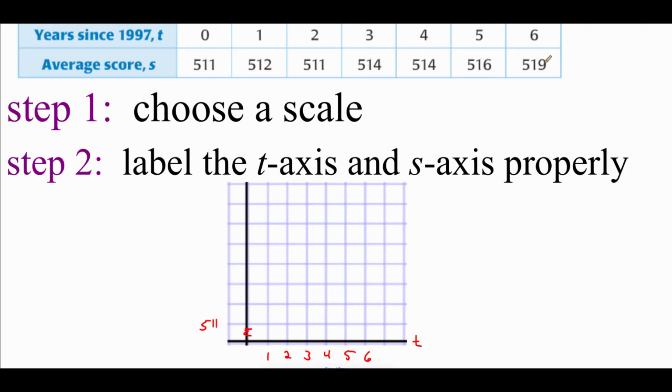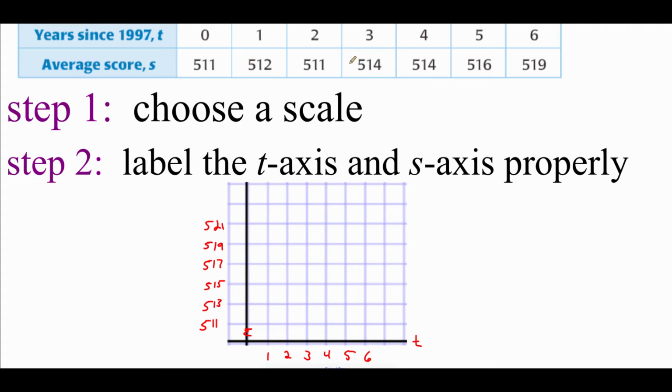Now I need to get up to 519, so I'm going to check to see if I can get there counting by ones. So this would be 511, 512, 513, 514, 515, 516, 517, 518. So that doesn't get me up high enough. So I can't just count by ones. So I think what I'm going to have to do is count by twos. So this next line would be 513. Then I would have 515. Then I would have 517. And then I would have 519. And then I'm going to go one more to 521.